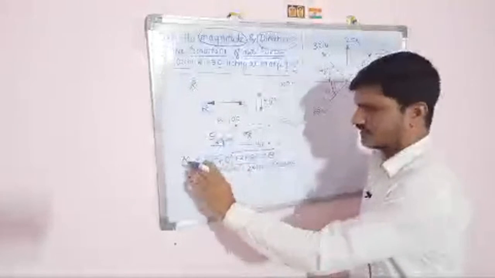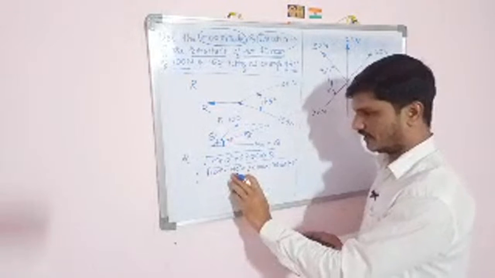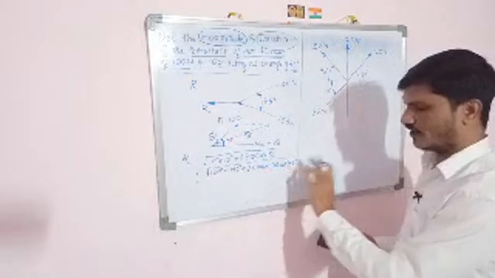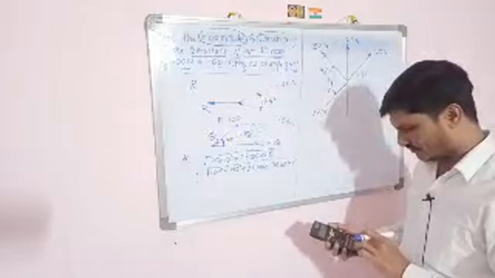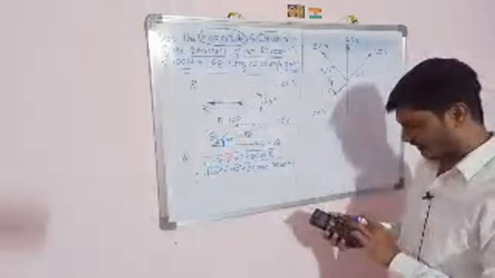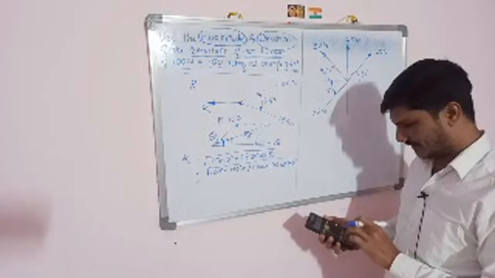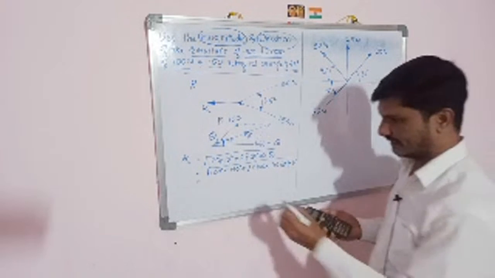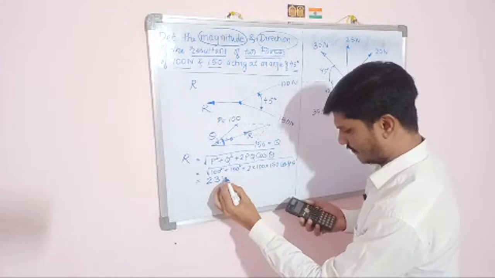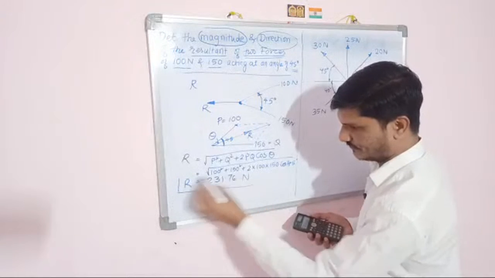Okay, so now we will calculate the value of the resultant forces. I will substitute under root of 100 square plus 150 square plus 2 into 100 into 150 into cos 45 degree. Now whatever value you get, take the square root of the answer, then you will get 231.76. This is also a force, the resultant force.